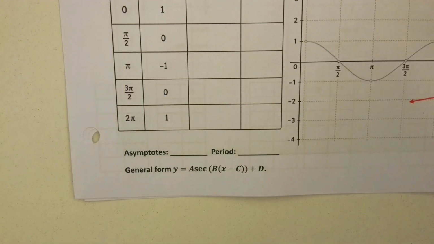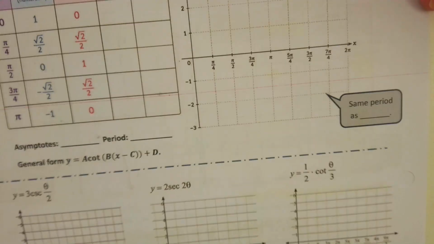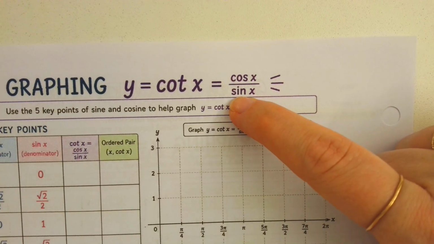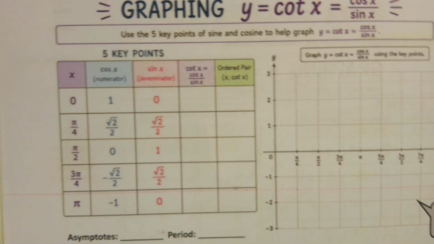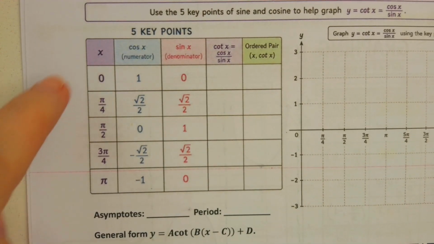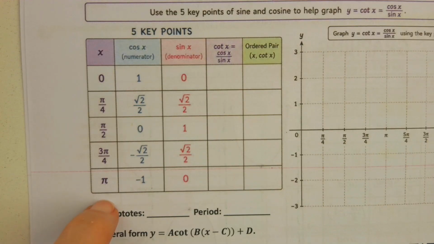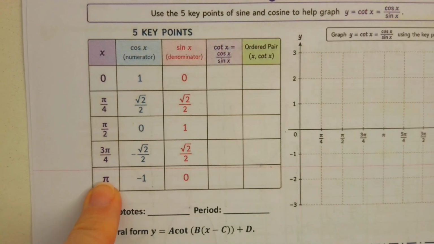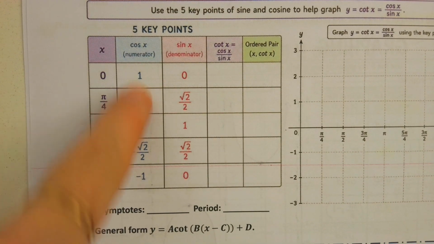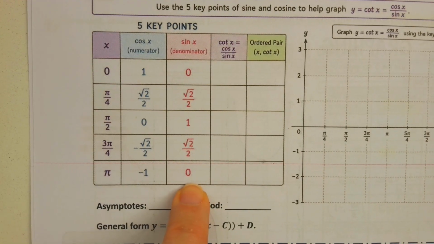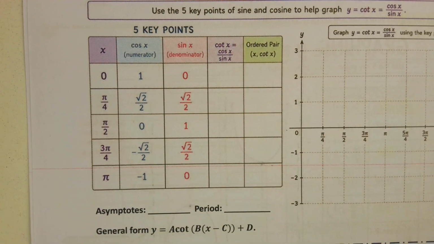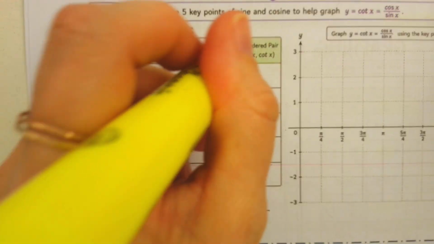All right, let's look at cotangent. Cotangent is going to remind you a lot of tangent. Cotangent is cosine over sine because tangent was sine over cosine. So looking at the key points on this one, I actually picked the angles from 0 to pi. Okay, and I've also already written down the cosine at those angles and the sine at those angles. So to find the cotangent, we're going to do the cosine over the sine.